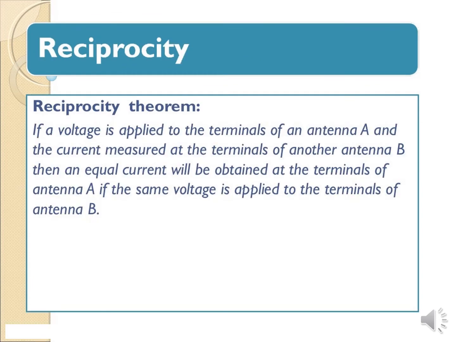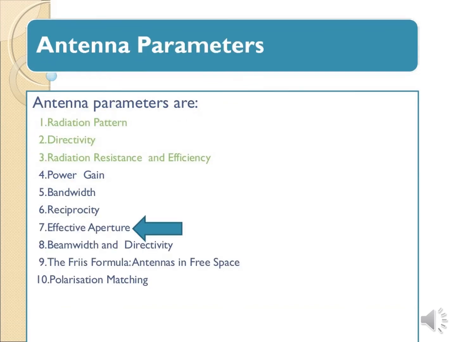So next is the reciprocity theorem, which we will see in detail. What is the reciprocity theorem? Suppose we have an antenna with two terminals A and B, and a voltage is applied to one terminal. The current measured across those two terminals is equal to the current obtained at terminal A if the same voltage is applied to terminal B.